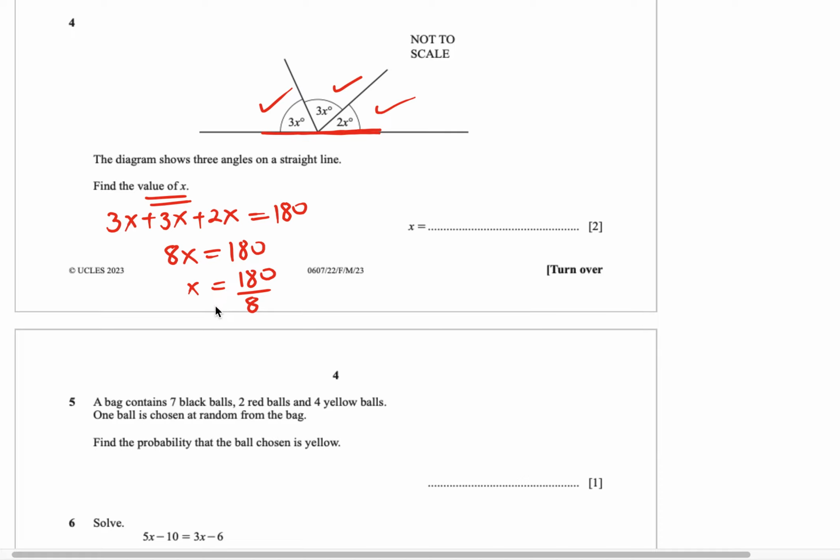Now we are very habitual of using a calculator, but this is a non-calculator paper. So let's try to simplify this fraction. It will become 90 upon 4 if I cancel them by 2 each. Again I can cancel, so it will become 45 upon 2, and we all know 45 upon 2 is nothing but 22.5. So actually the x value is 22.5.